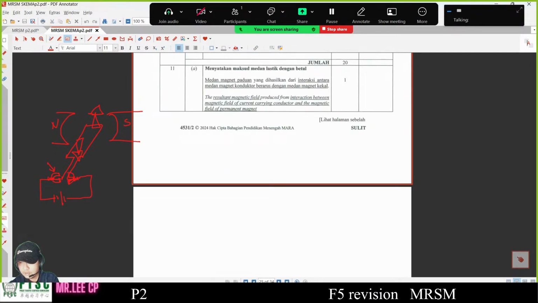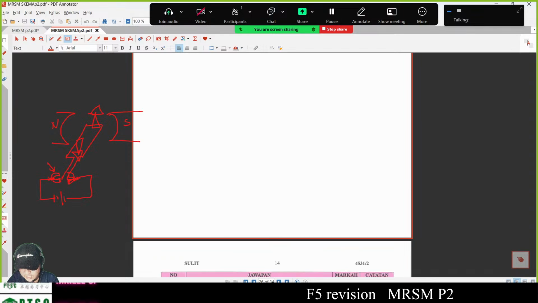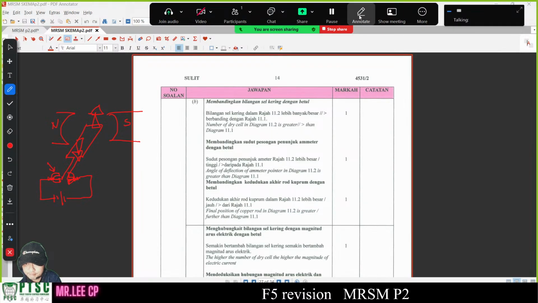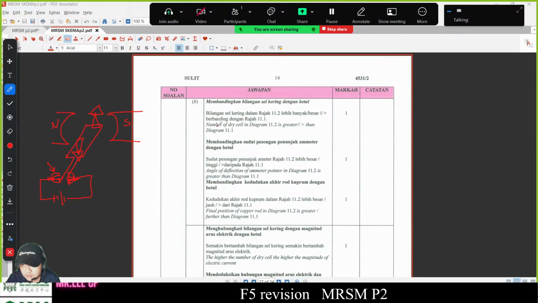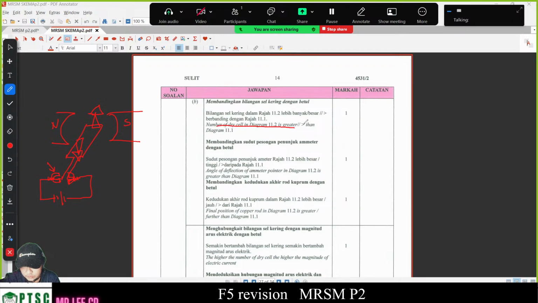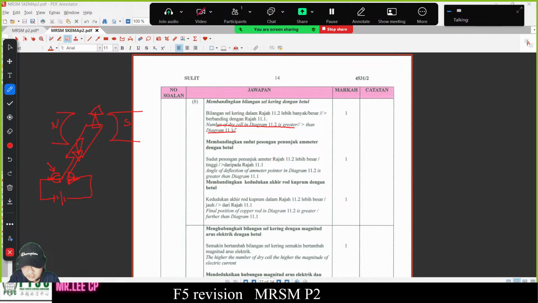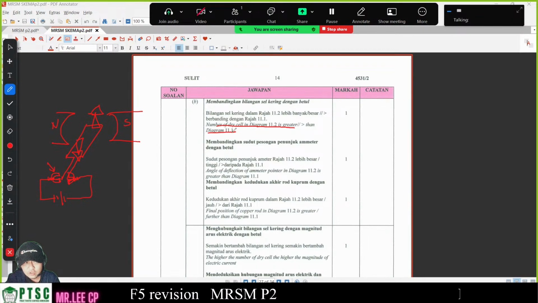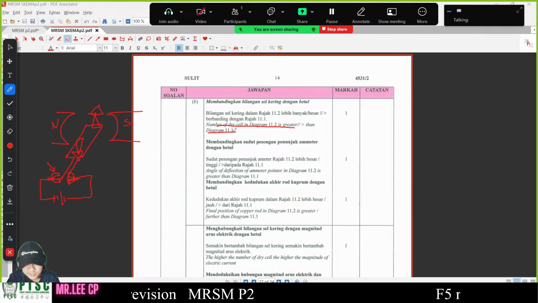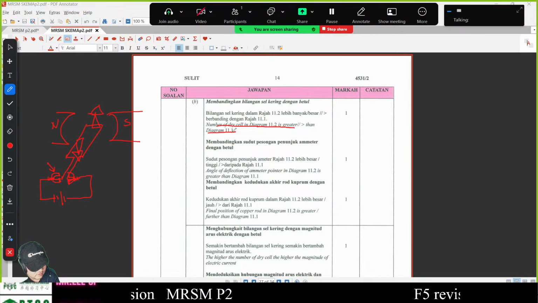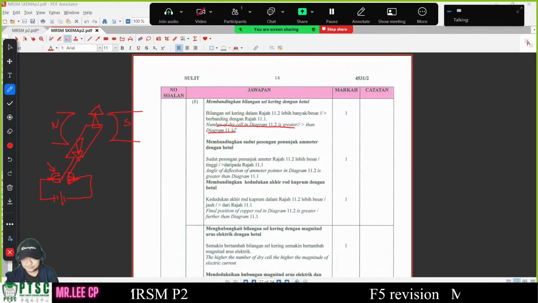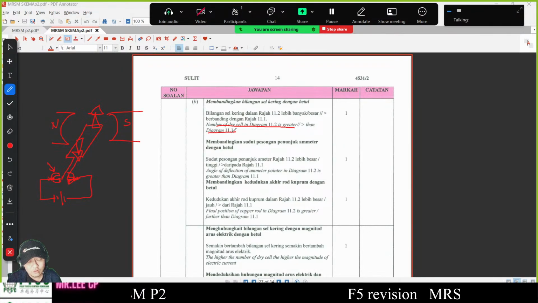Okay, so we try to have a look into the answer. You see, number of dry cell 11.2 is greater than 11.1. Always use greater. I told you, don't use other weird words like more. Sometimes more is okay.